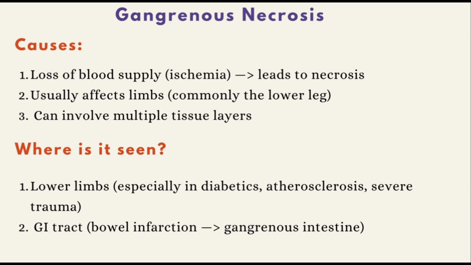Gangrenous necrosis is a pretty interesting one. It is caused due to loss of blood supply in cases of ischemia, which leads to necrosis. Usually it affects the limbs, most commonly the lower leg, and also can involve multiple tissue layers. It is seen in lower limbs, especially in diabetics, atherosclerosis, severe trauma, and also in the GI tract in cases of bowel infarction, which could result in gangrenous intestine.